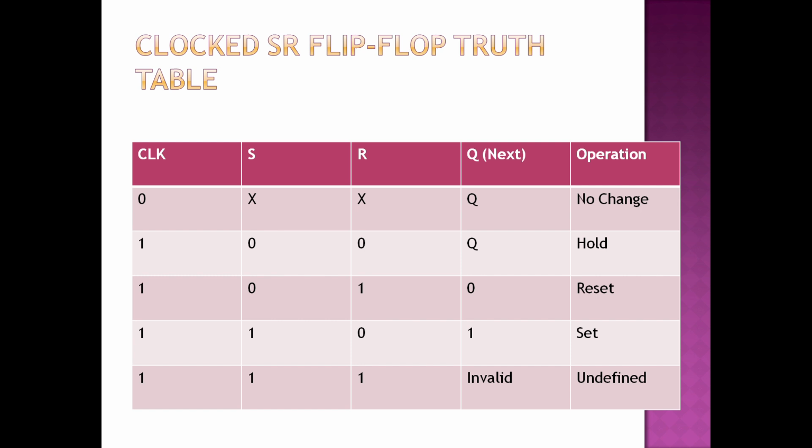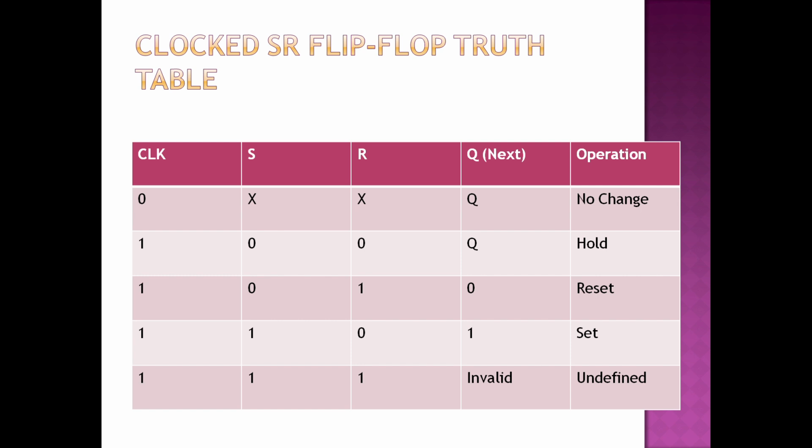Now we can analyze the truth table of the clocked SR flip-flop. The clocked SR flip-flop has predictable behavior for most input combinations. When the clock input is low, the output does not change regardless of S and R values. When the clock is high, that means the clock value is 1, and S and R both are 0, there is no change. That means it holds the memory state.